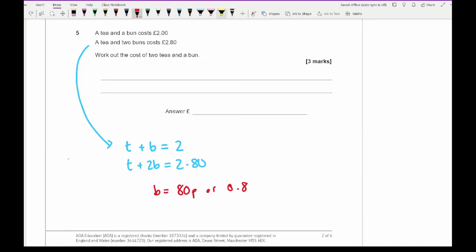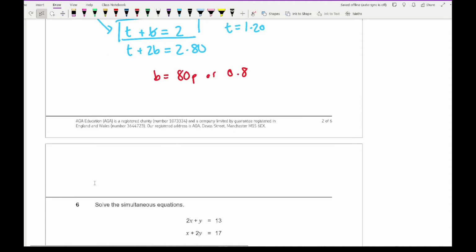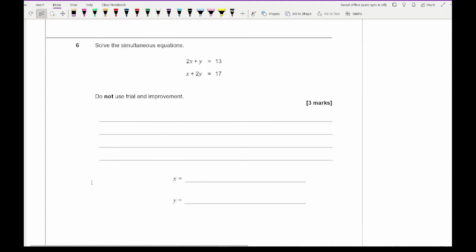So then using this first equation, a bun and a tea cost £2. Well, if a bun costs 80p, then a tea is going to cost £1.20. So 2 teas is going to be 2 times £1.20, and 1 bun is basically going to be 80p. So it's going to be £2.40 plus 80p, which gives me an answer of £3.20. Moving on to question 6, it says solve this simultaneous equation.